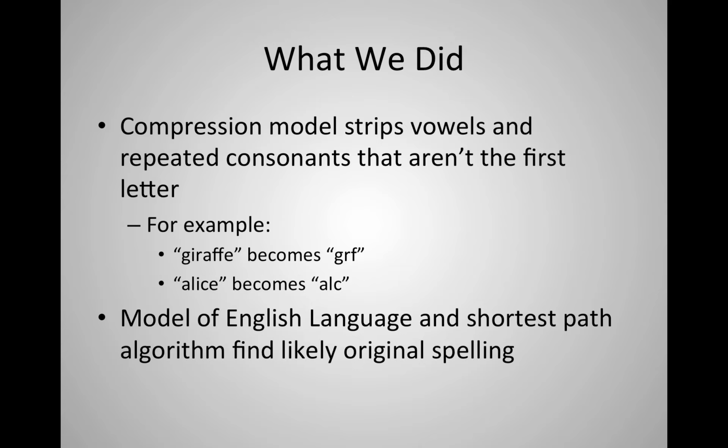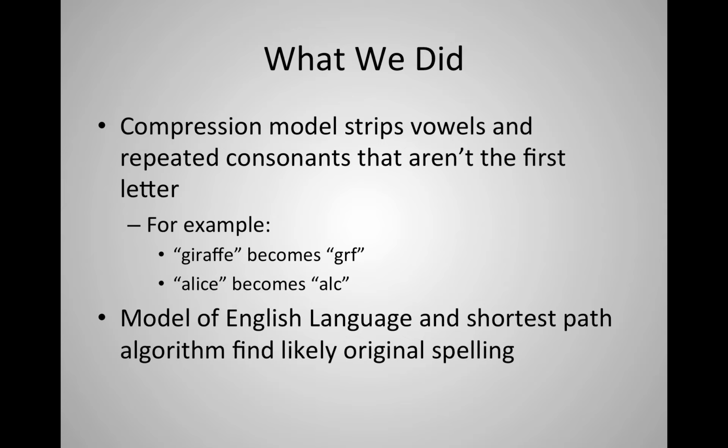A finite state transducer is best described as a machine which takes a valid input and, depending upon the state of the machine, returns an output and changes its own state. The compression model, a finite state transducer, works by removing vowels and repeated consonants. So, for example, giraffe will become GRF and Alice ALC.